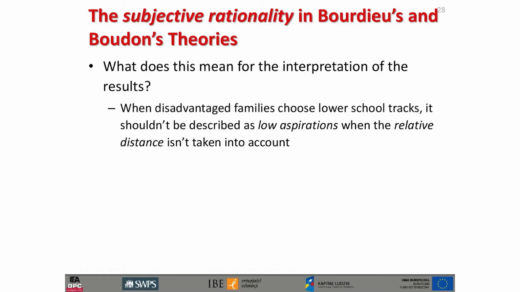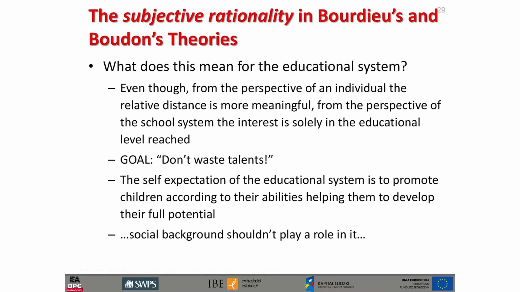What does this mean for the interpretation of the results in analysis? This means that when disadvantaged families choose lower school tracks, it shouldn't be described as low aspirations, as I mentioned before, when the relative distance isn't taken into account. But on the other hand, what does this mean for the educational system? Even though from the perspective of an individual the relative distance is more meaningful, from the perspective of the school system the interest is solely in the educational level reached. Of course, in later life, it doesn't matter so much which distance an individual has had to pass, it matters much more what level he reached.